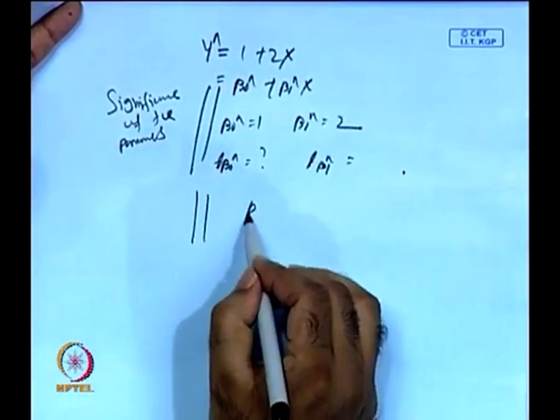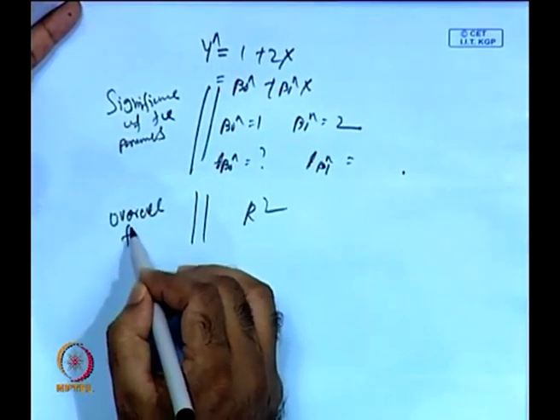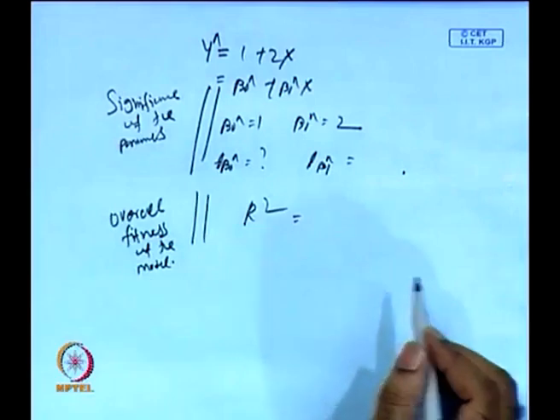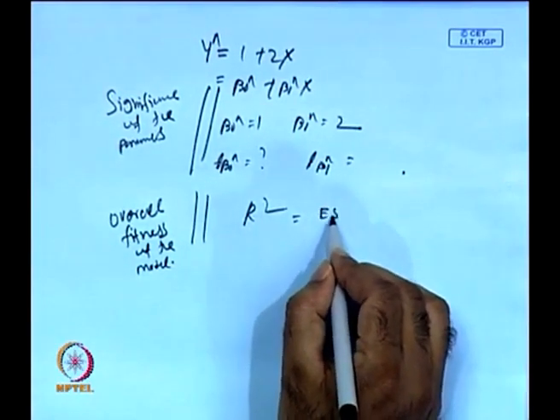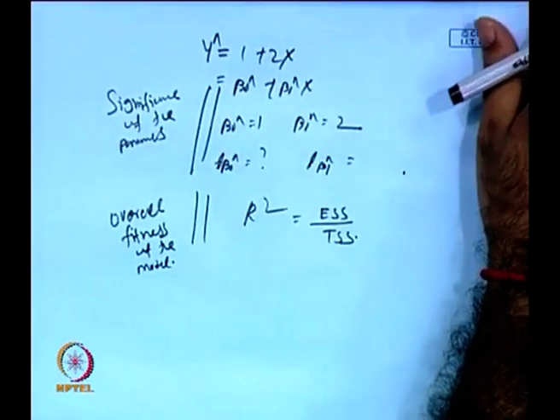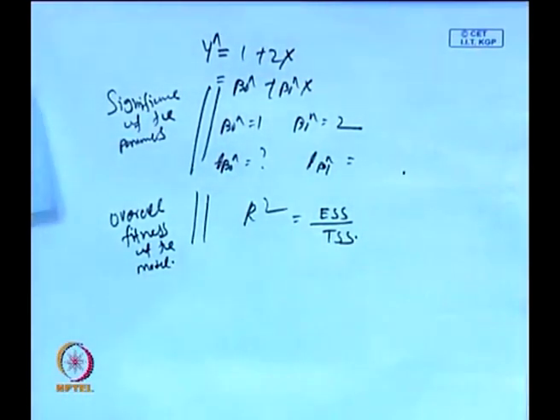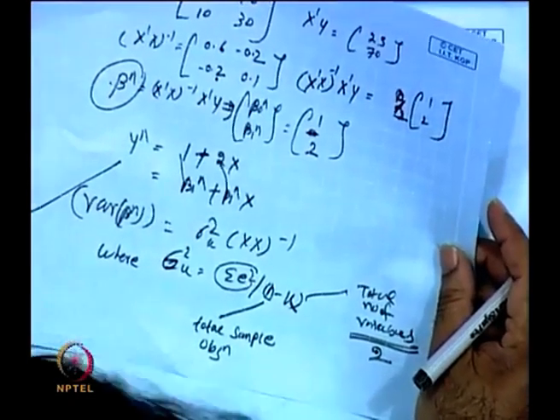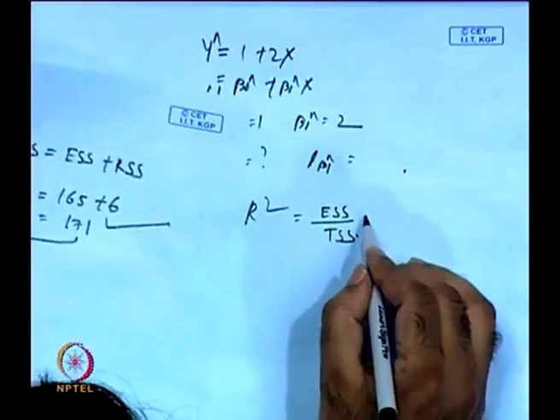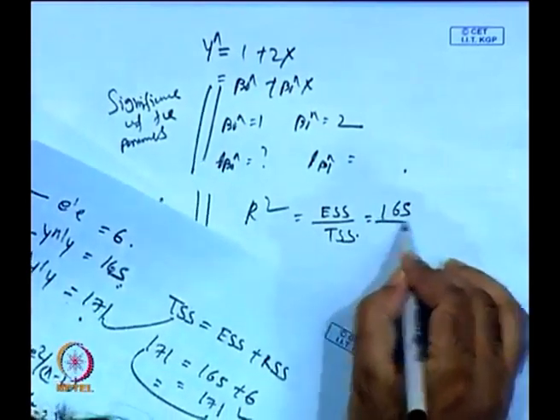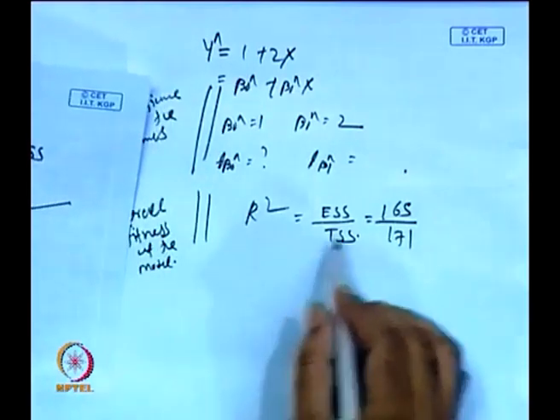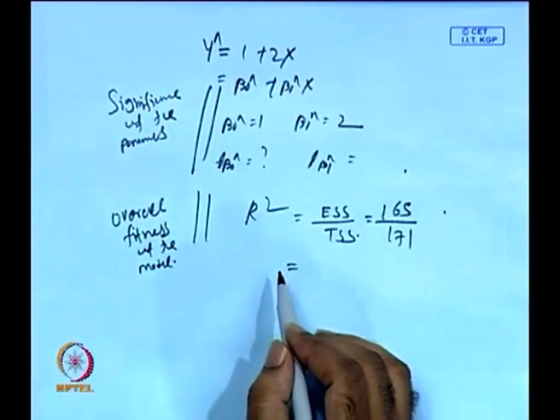All right. The second part of the model is the R square, that is the overall fitness of the model. So what is R square? R square is the ratio between ESS by TSS. What is ESS here? ESS is how much we have calculated just now. So ESS is 165, and TSS is equal to 171. So this is the R square value.